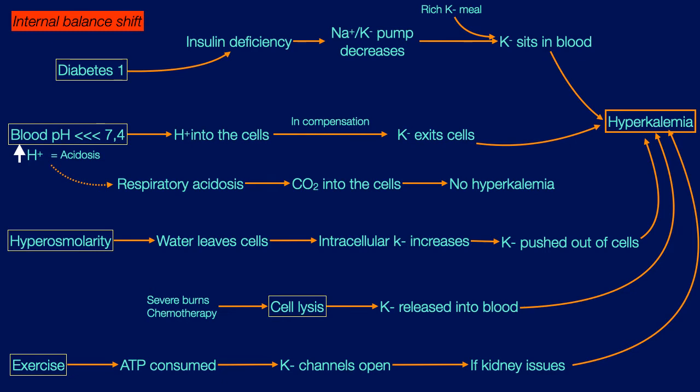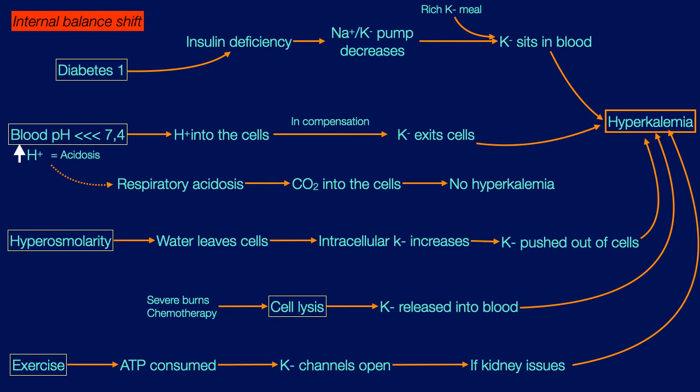Cell lysis is yet another cause of hyperkalemia, since so much potassium is kept within the cells. When a large number of cells die or lyse, that is, break, potassium is released into the blood, which causes hyperkalemia. And examples of large-scale cell lysis are severe burns, breakdown of skeletal muscle, or tumor lysis as a result of chemotherapy.